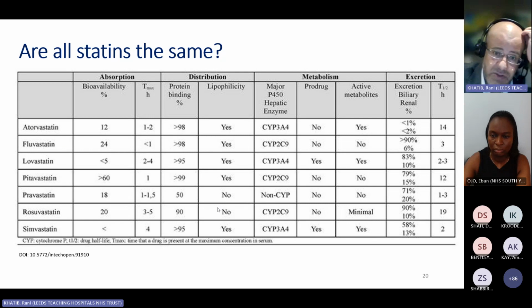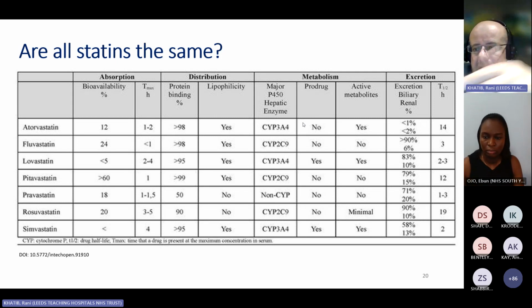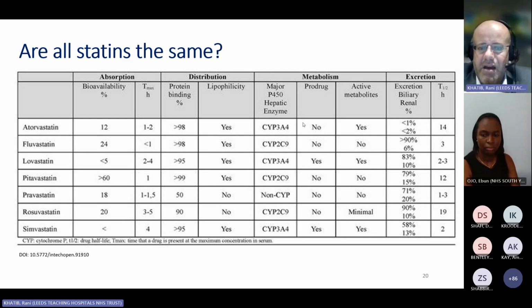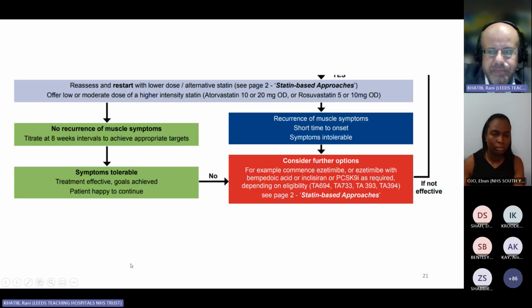So pravastatin and rosuvastatin are more hydrophilic. The rest are lipophilic. The pathway of clearance is different. Some of them have active metabolites or not. So pravastatin has a half-life of probably about 3 hours, rosuvastatin 19 hours, atorvastatin 14 hours. So that might differ, and the dose, and therefore I always say to my patients, they're not the same.